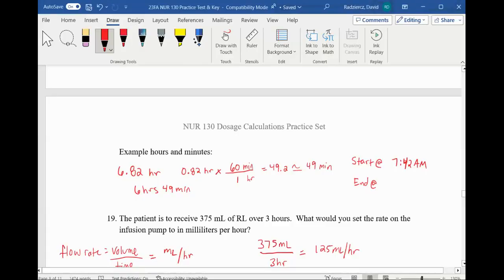And good. You guys are crushing it as far as getting your answers. So if it starts at 7:42 a.m., 6 hours and 49 minutes later is going to be 2:31 p.m. Or if you did it and you used military time, that's perfectly fine too. They may even prefer to use military time. I don't know that definitively, which is why I'm just putting it in standard time.